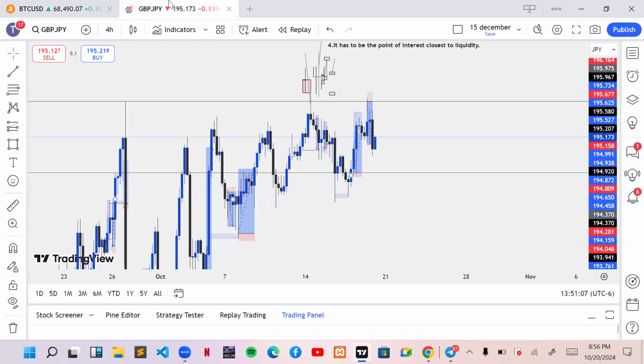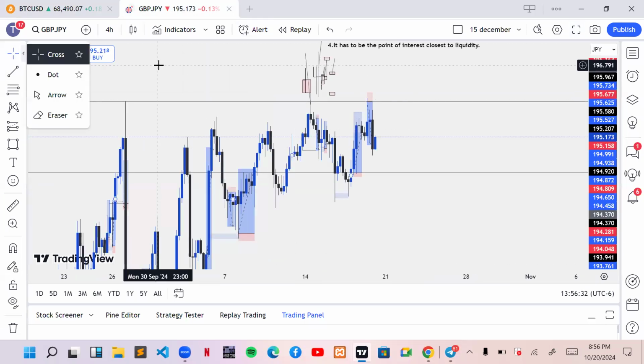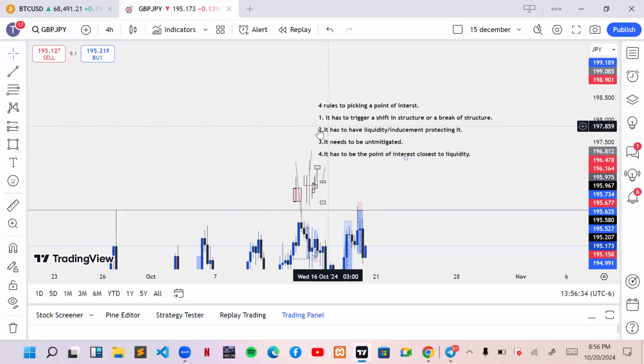So just make sure that it obeys these four rules right here. These four rules: structure shift has to have liquidity, needs to be unmitigated, and has to be the point of interest closest to liquidity. Once you follow these four rules, it will tell you whether to pick your point of interest from a breaker block or whether to pick your point of interest from your other block. That's just it.